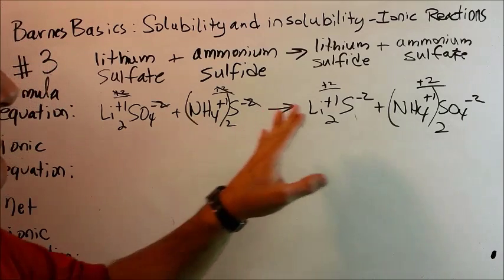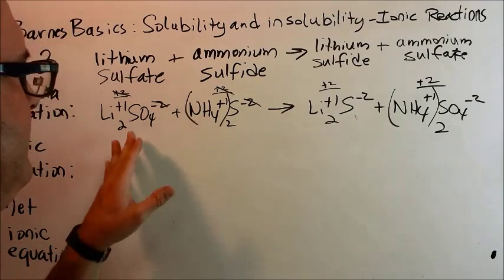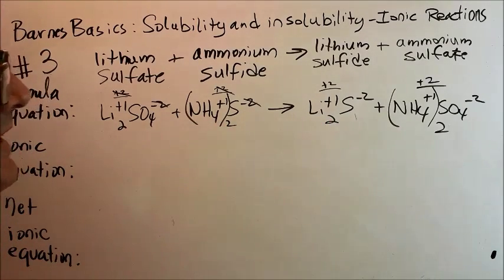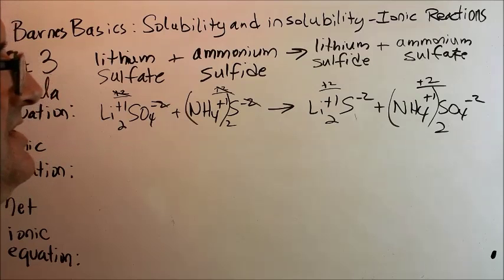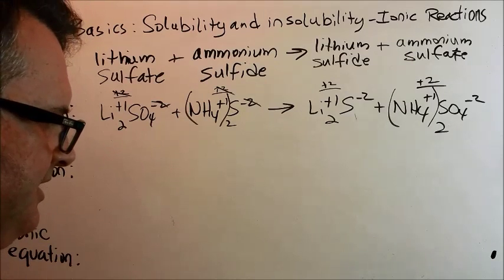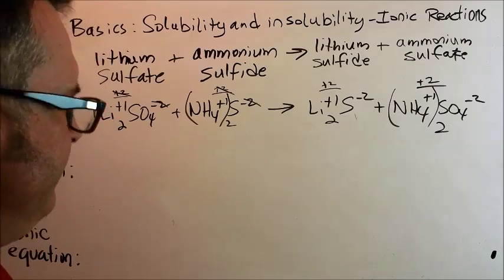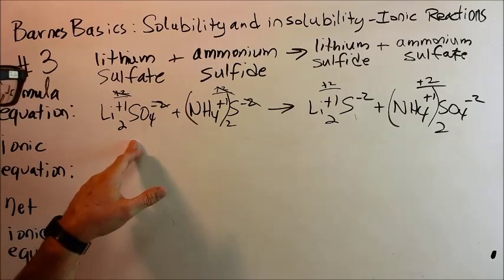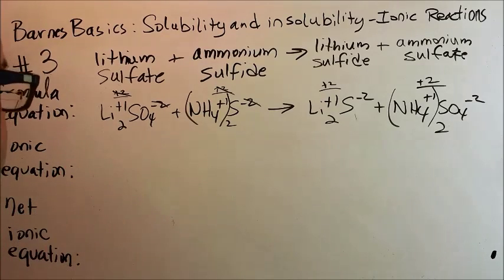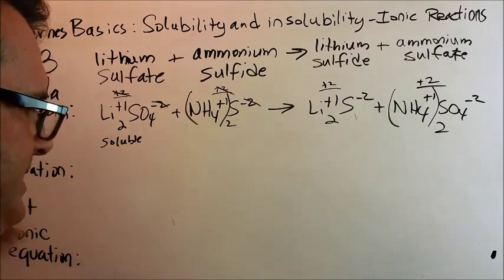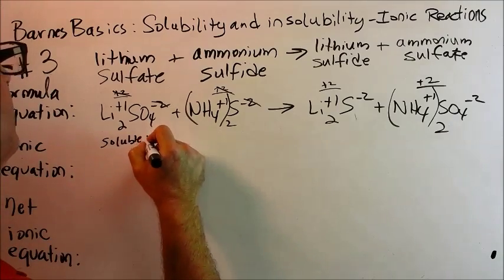The next thing I want to do is use the solubility rules sheet to determine which is soluble, which is insoluble. We're expecting one of these over here to be an insoluble precipitant so that we can have a net ionic equation. So in our solubility rules sheet, rule number 4 says that all sulfates are soluble except barium, lead, calcium, and strontium. Well, that lithium is none of those. And so we're going to say this is soluble because of rule 4.